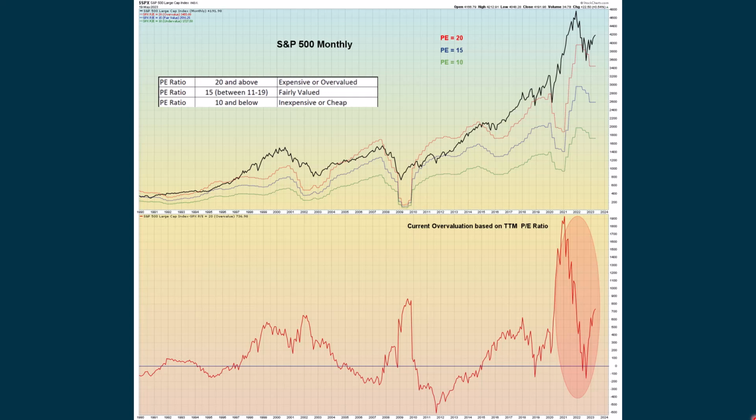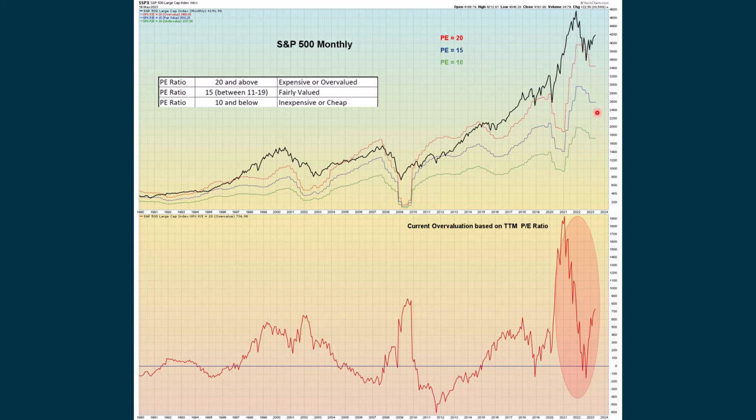What we do is we look at the trailing 12 months and compare it over a period of time to historically try to figure out, are we expensive, are we fairly valued, or are we inexpensive? This first chart that you see gives a PE ratio of 20. When we're at 20 or above, the market is considered to be expensive. When we're between 11 and 19, or 15 is the midway point, that's considered fairly valued. And when we're at 10 or below, the market is considered inexpensive or cheap.